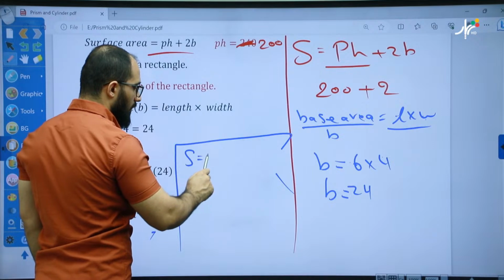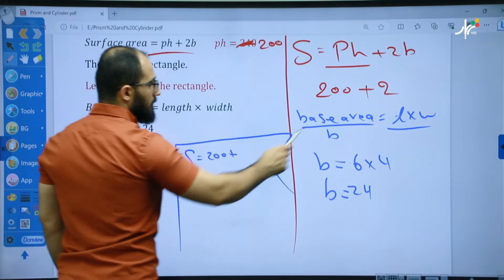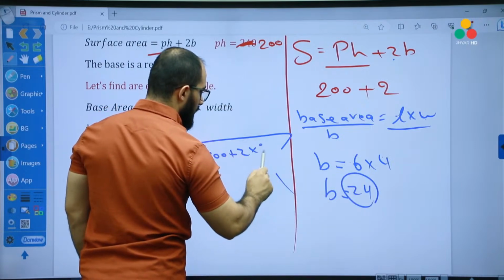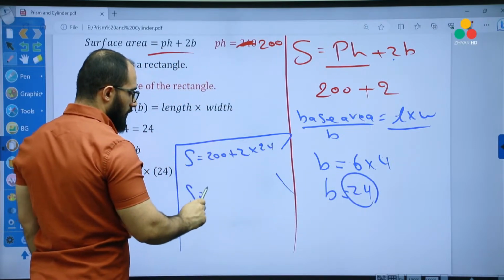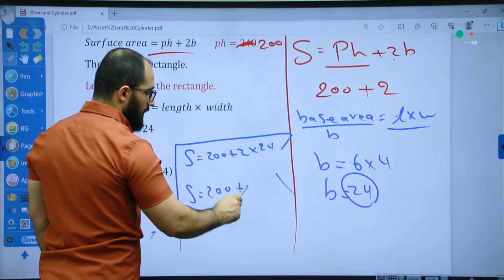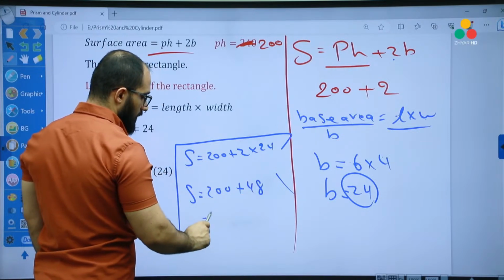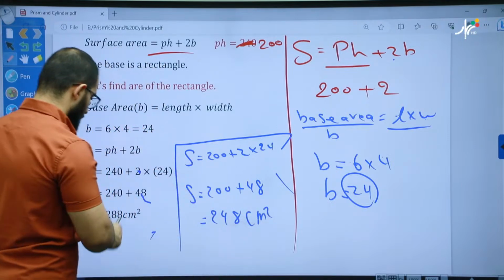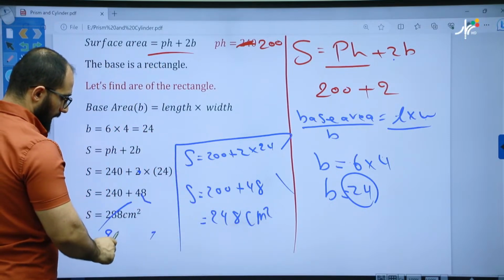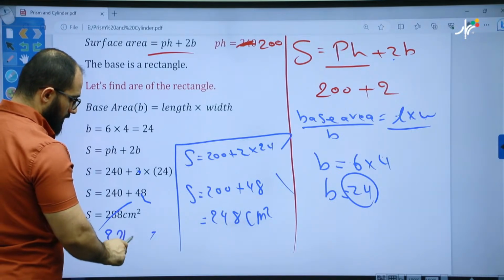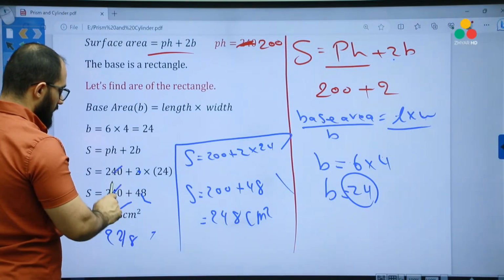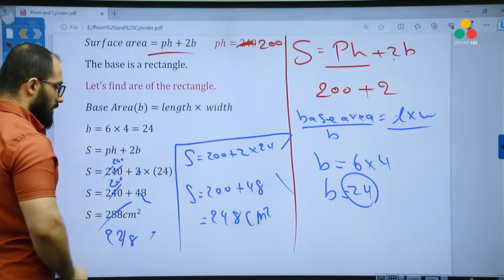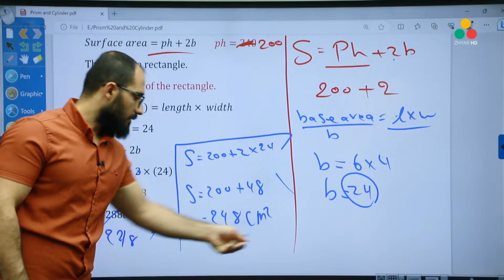So S is equal to 200 plus 2 times B. What was B? 24. So S is equal to 200 plus 48, which is equal to 248 centimeter square. This one's not correct. It is 200 plus 48 because the lateral area was 200. Okay, whatever. So this is the result.